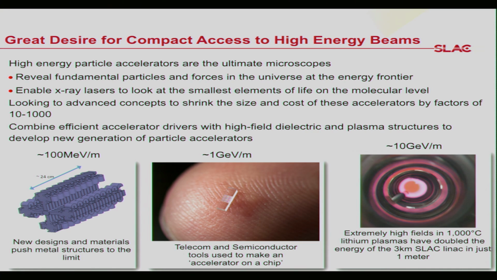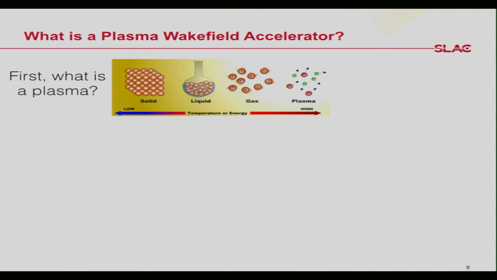And then finally what we're going to talk about today is powering structures inside a plasma with particle beams where we can get fields more than 10 gigavolts per meter. So just to make sure again that we're all on the same page, what is a plasma? So a plasma is something, imagine I have a solid and I start heating it up.